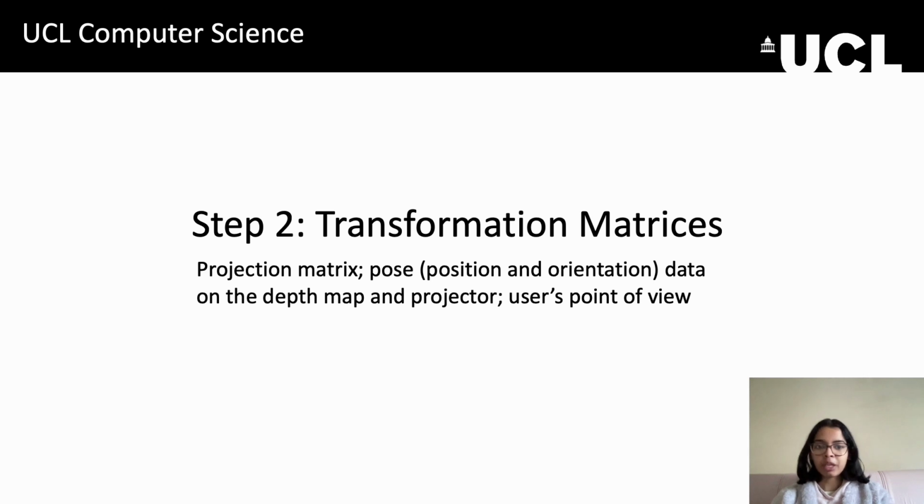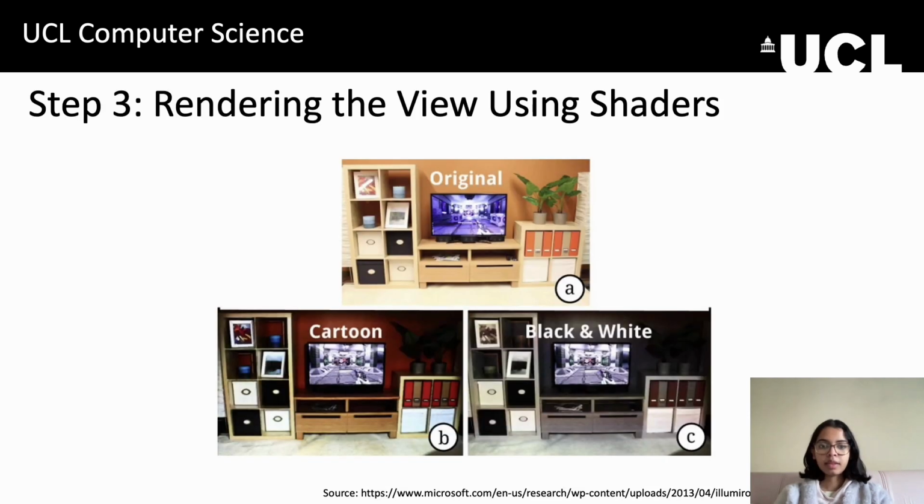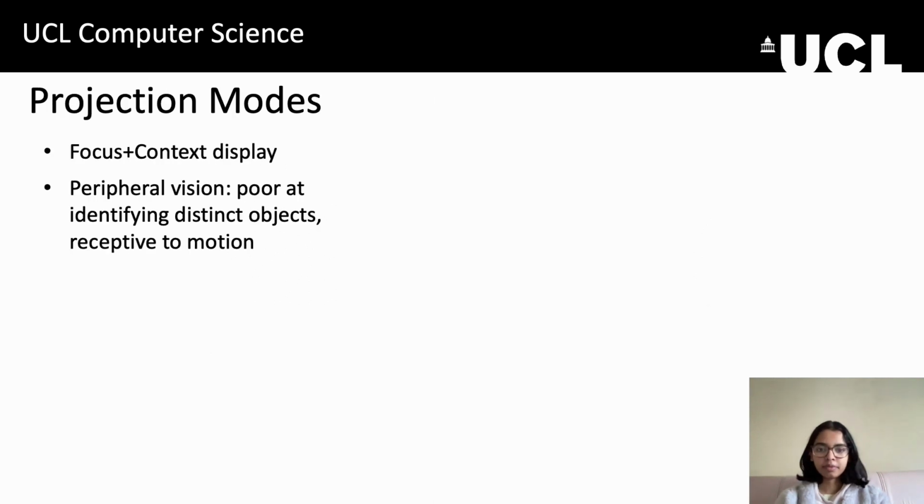Next, transformation matrices are computed using the projection matrix, pose data on the depth map and the projector, and the user's point of view. Then, the shaders from the graphics API and the transformations are used to render the view, producing Illumiroom's illusions. Illumiroom uses a focus plus context display with a high-resolution TV and a lower-res projector. This is useful as the peripheral vision is poor at identifying distinct objects and is more receptive to motion.